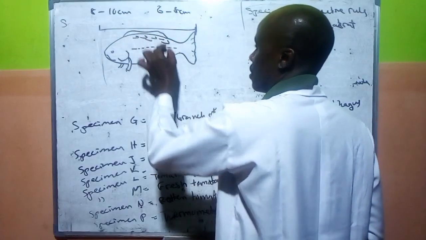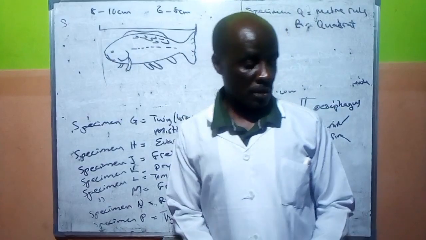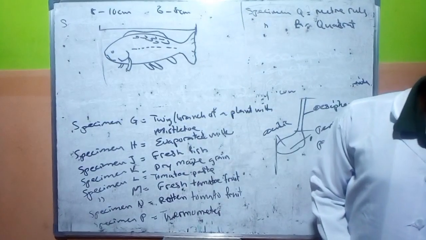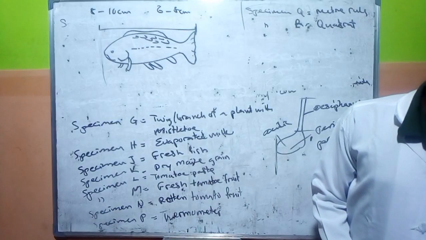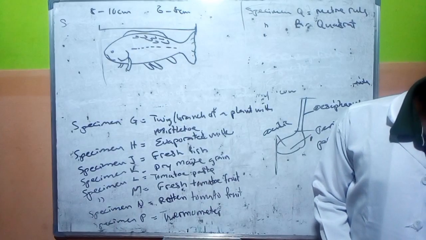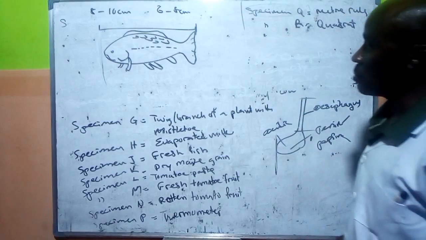This drawing should be a freehand drawing, a free sketch, and it's advisable to do it with what? A 2B pencil. It is advisable to do it with a 2B pencil. Now look at what we have.